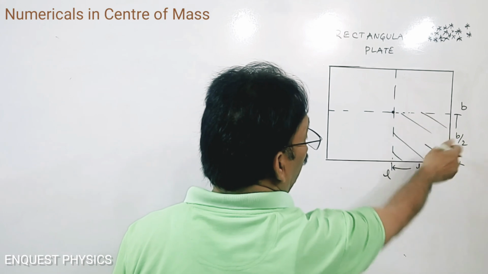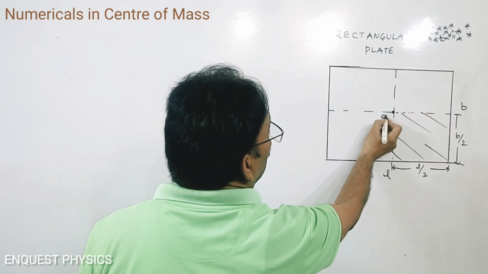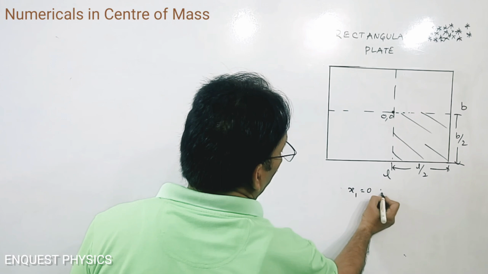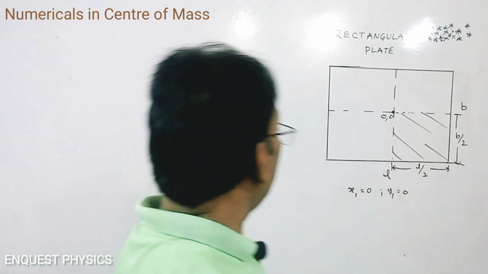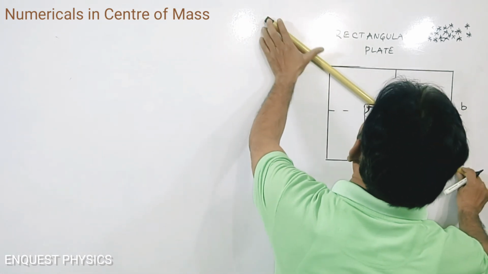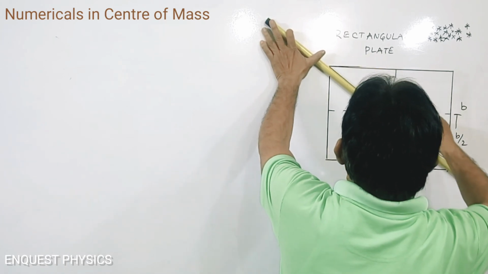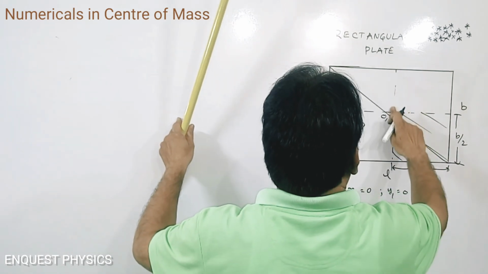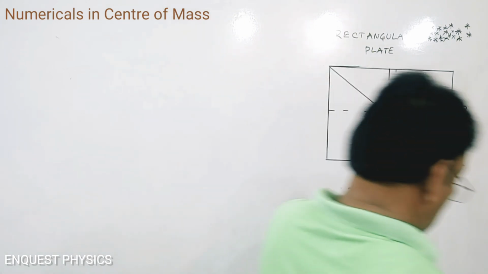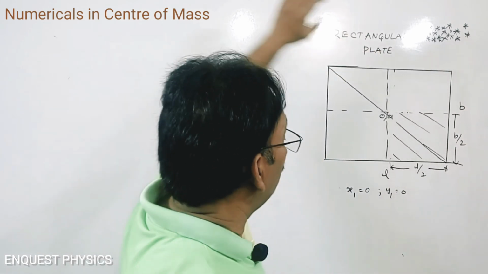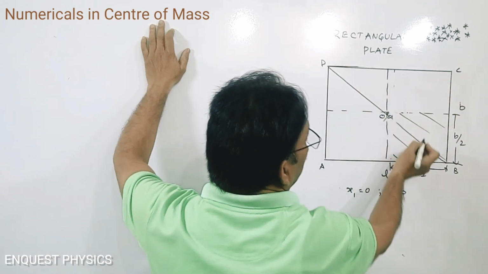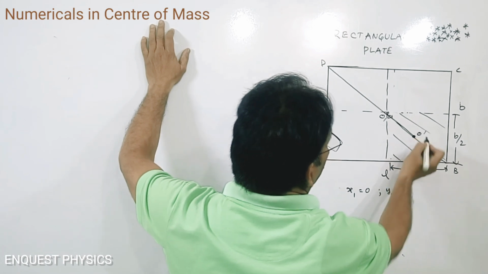As you know, before, when we removed this portion, the center of mass lies at the geometrical center, so you can write the coordinates as x1 equal to 0 and y1 equal to 0. Here the same thing will happen. Once again, the center of mass always shifts towards the heavier mass. If you take this rectangular plate, let's name it ABCD with the center, and the center of mass shifts here, say it is O dash.